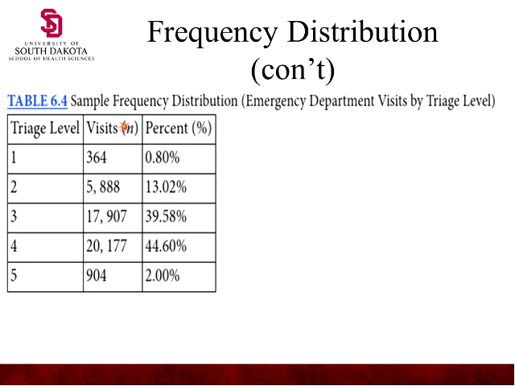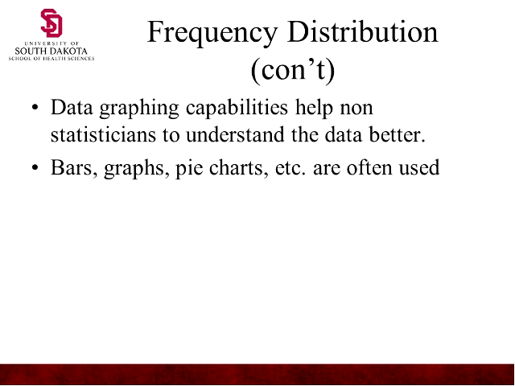That tells you the total number. So we had all these visits. Only 364 were categorized as 1. Only 904 were categorized as 5, but most of it falls within 2 to 4, and that's actually true. That's actually where most of it's at. So you see that most of your cases in an average emergency room fall within the middle 3 areas, not so many in the first, not so many in the last.